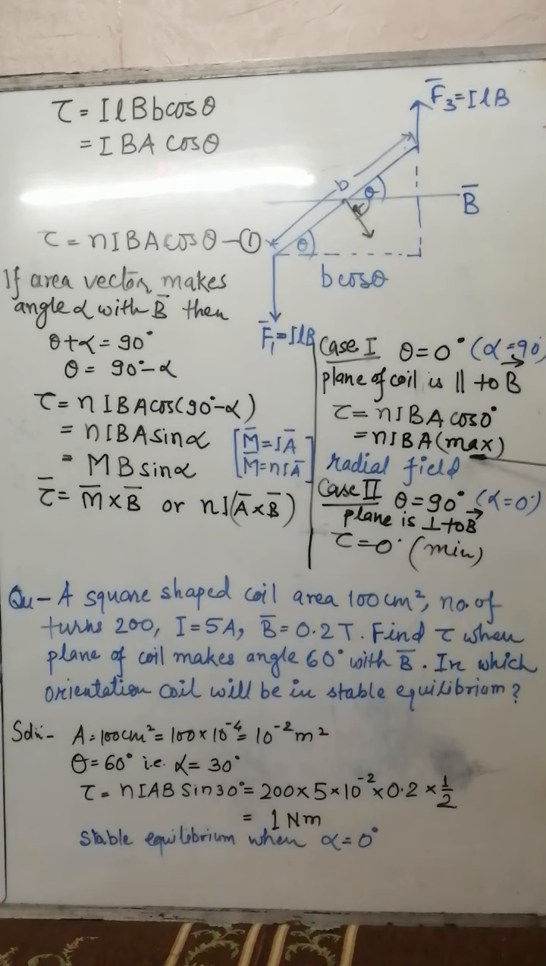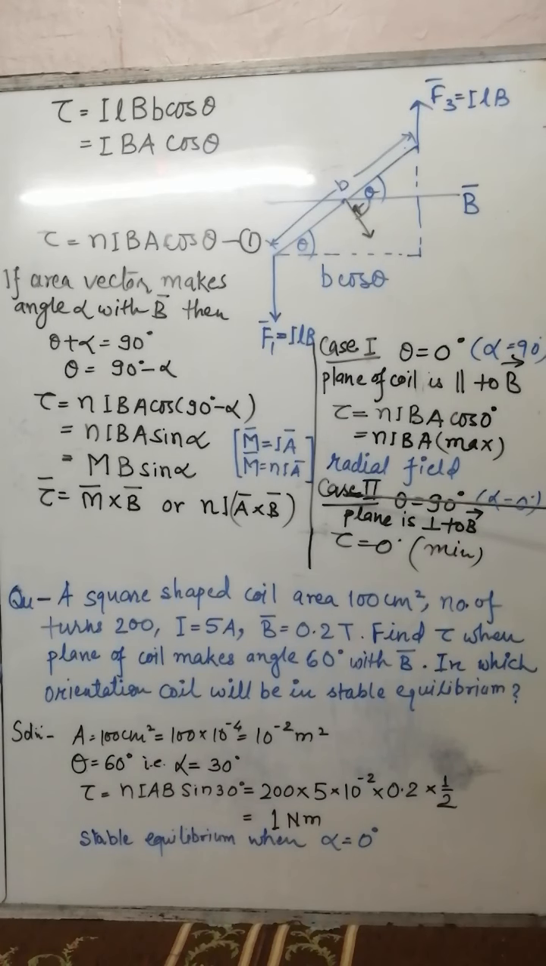Maximum torque will be experienced by the coil, by the loop, when theta is equal to 0, means when the plane of the loop is parallel to the magnetic field, and this condition is called a radial field. We will talk about this radial field in the case of the galvanometer.